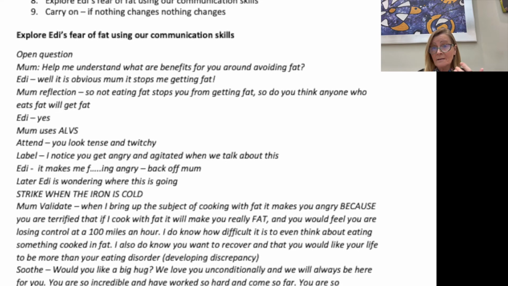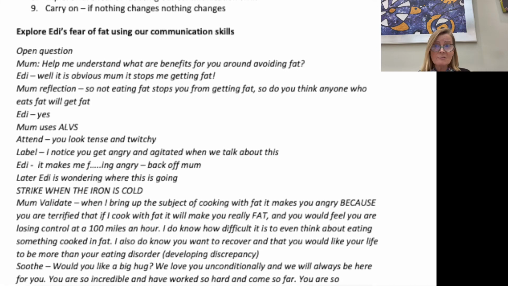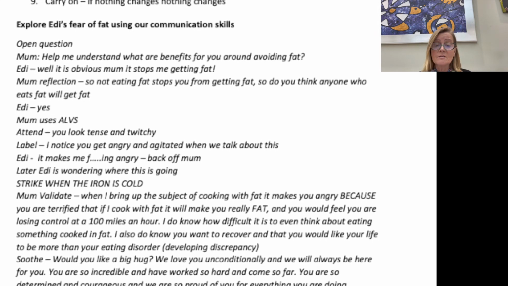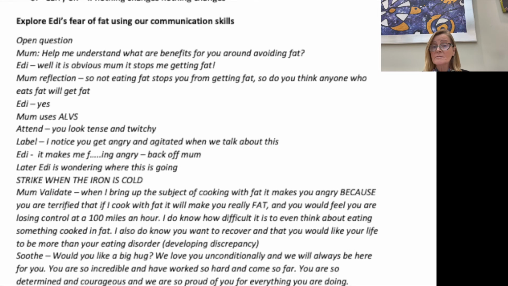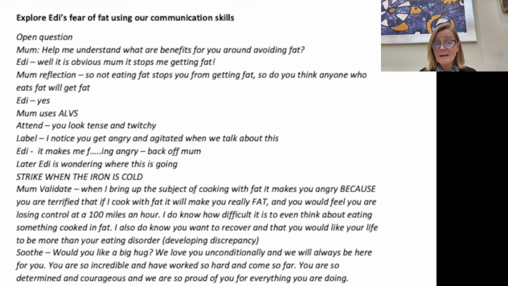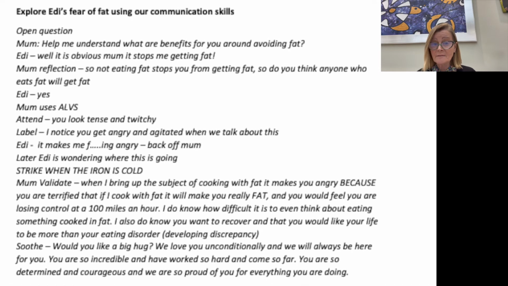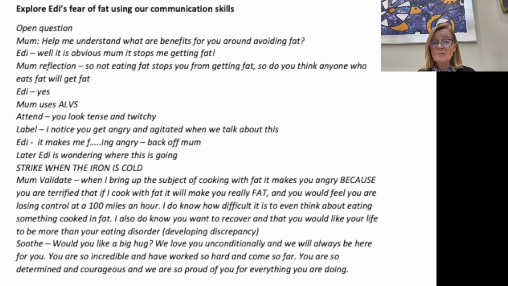So later, when the iron is cold and Millie's wondering where this conversation is going, mum could continue to validate those emotions. So I notice when I bring up the subject of cooking with fat, it makes you angry because you're terrified that if I cook with fat, it will make you fat, and you would feel you're losing control at 100 miles an hour.